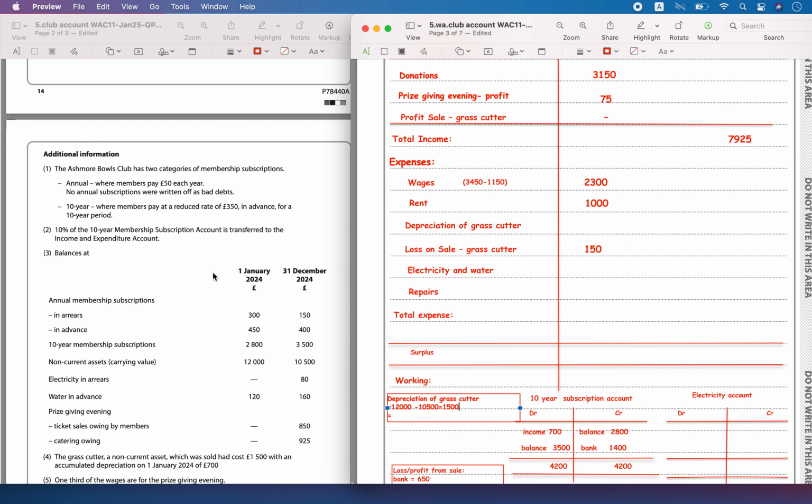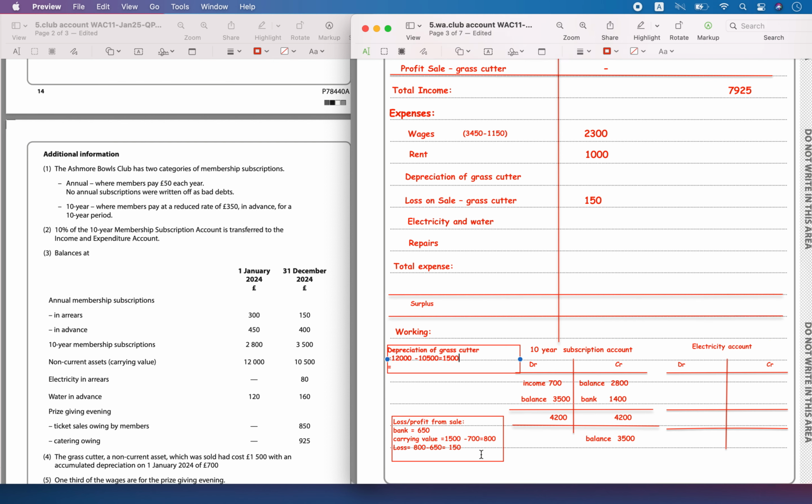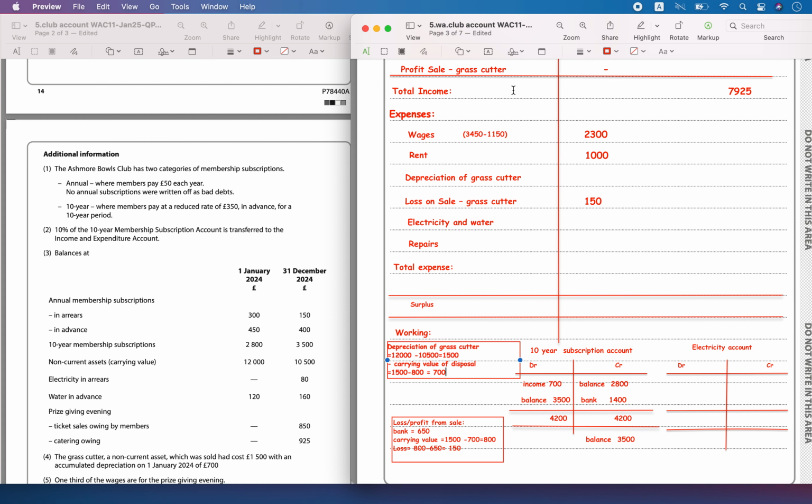And now there was a sale of this grass cutter, whose carrying value was around 800. So we have to subtract the carrying value of the grass cutter disposal. So 1500 minus 800, that is equal to 700. Okay, so let's put the depreciation of the grass cutter. It will be around 700. And then we have the loss of the grass cutter, which we had calculated.